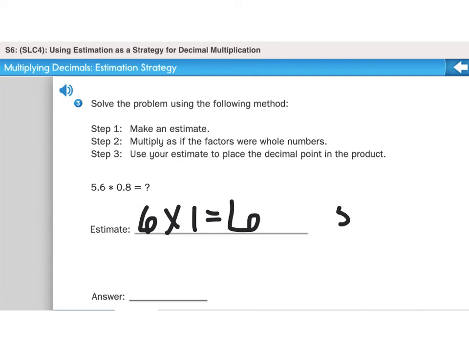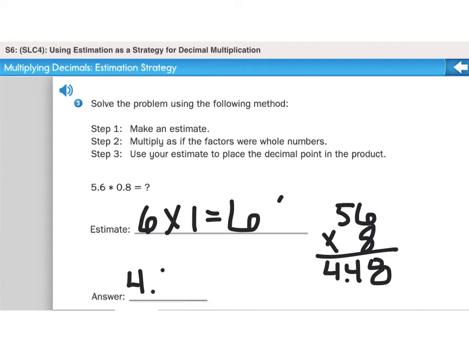Then I'm going to multiply those numbers like they're whole numbers. 56 times 8 would give me 448. But I know my answer has to be close to the 6 up here. So I'm going to put my decimal point right here between the two 4s to give me an answer of 4.48, which is close to 6.